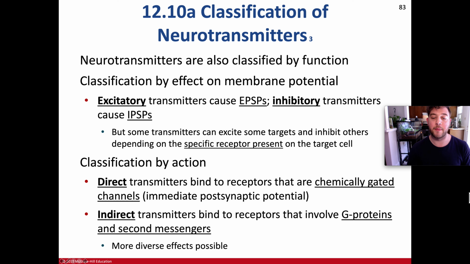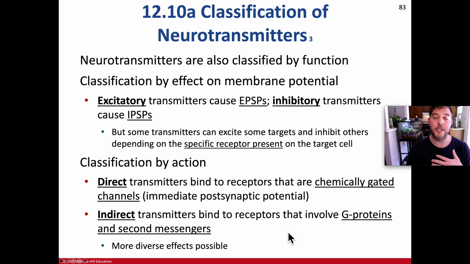The direct transmitters bind to receptors that are chemically gated channels and have an immediate postsynaptic potential. So when you think about acetylcholine binding to a receptor, for skeletal muscle contraction, it binds to a chemically gated receptor on a postsynaptic neuron and immediately depolarizes it.